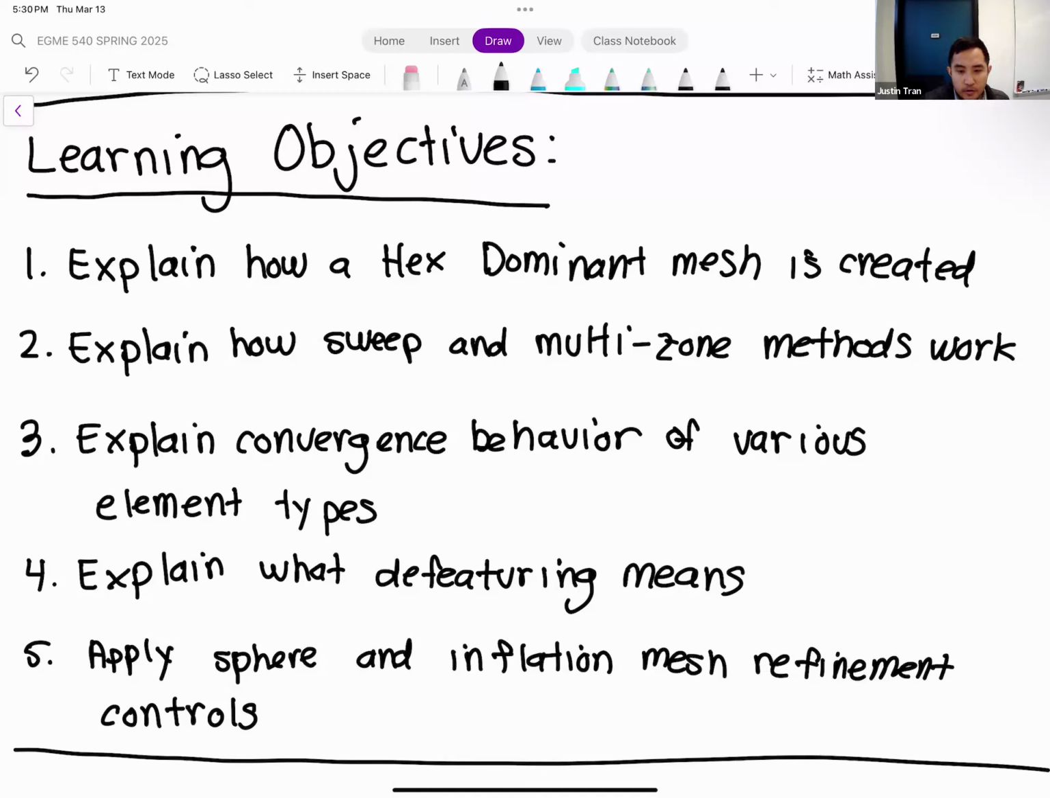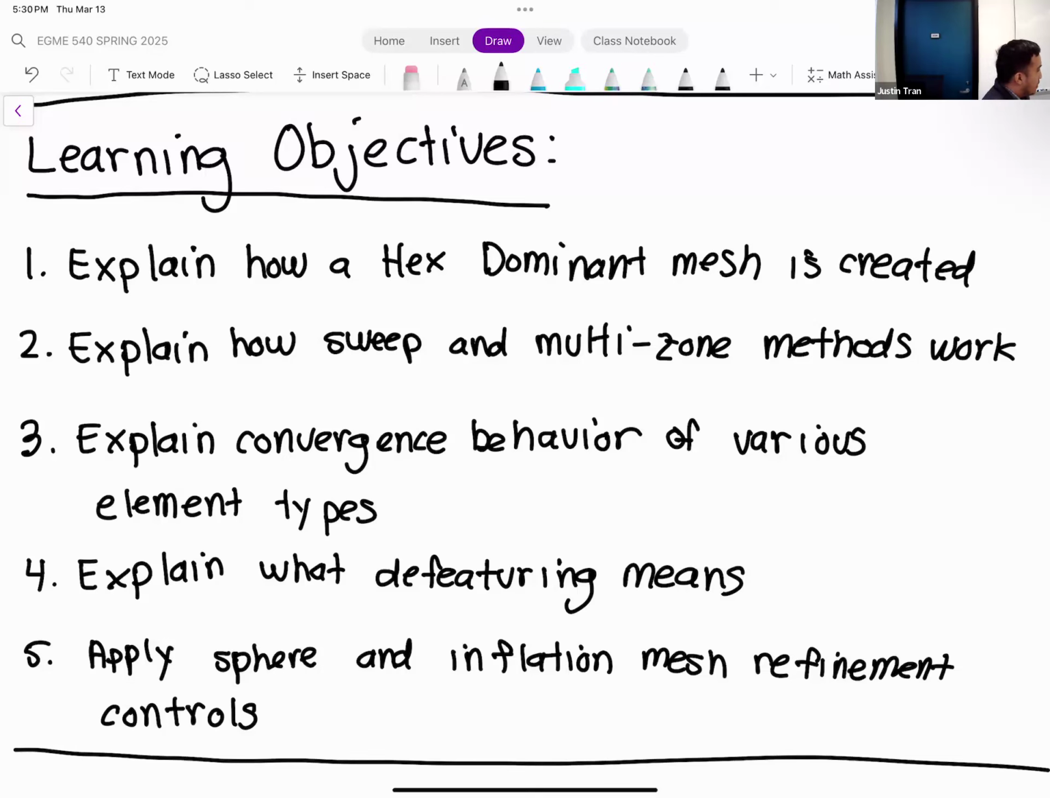Okay, it's 5:30. Let's go and get started. All right, good evening, everyone. How's everyone doing today? Good, good. All right, so today we have another lecture on meshing. So again, this week, a little bit of a mismatch of different topics. So we're going to be jumping around a little bit, but these are all kind of important information with regards to.